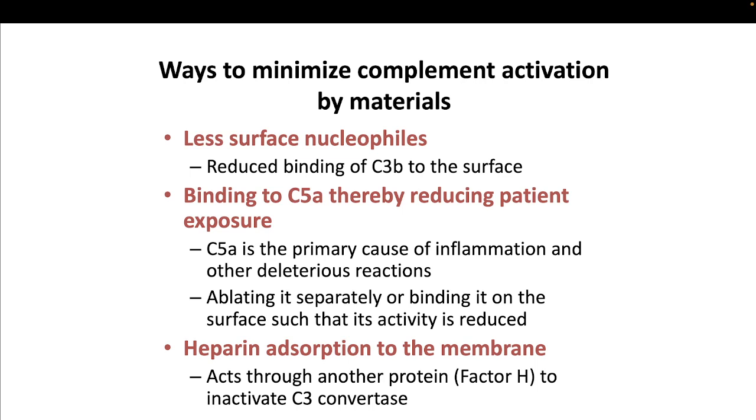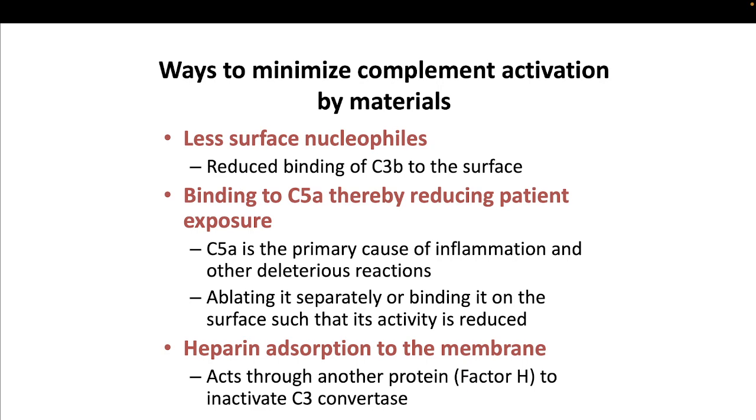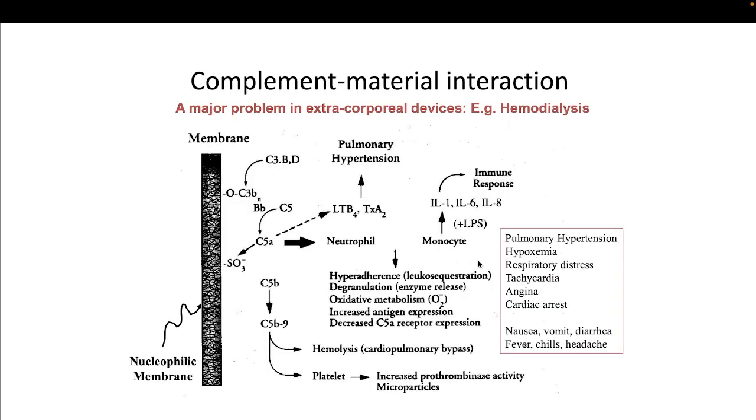So as I said, these complement proteins, since they're always floating in your body, whenever they detect this biomaterial surface which you have implanted, they consider it as foreign and they get activated. Once they get activated, they will cause a very high immune reaction, and that will lead to your biomaterial failure. You have to remove that implant in case it's causing a lot of problems to the patient. So to avoid this, there are certain ways which can reduce this complement activation. One of those is to reduce the surface nucleophiles. So if you look at this image, this is your implanted surface.